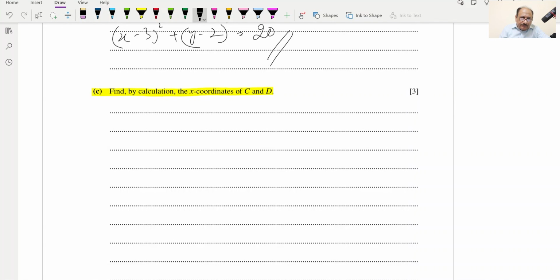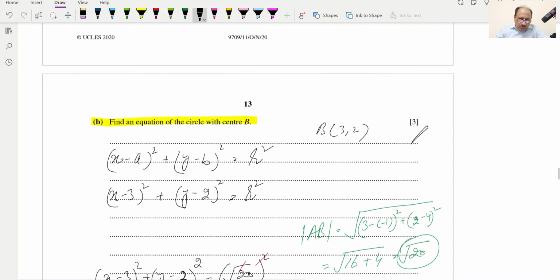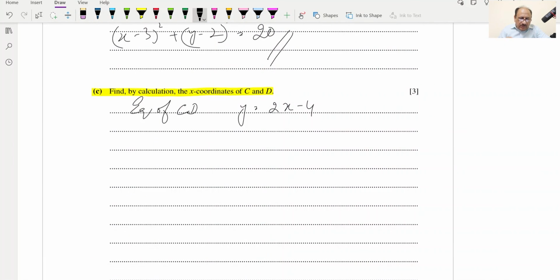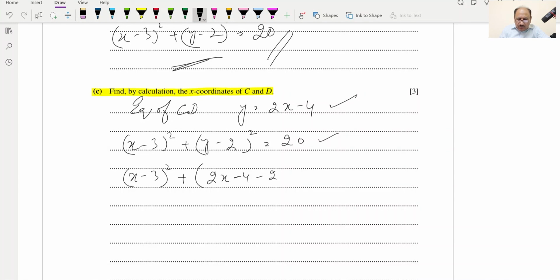Now first of all, we know the equation of DC or CD will be what? Y is equal to 2x minus 4, which we have done over here. And we know the equation of circle just now. We are done with this. So x minus 3 squared plus y minus 2 squared is equal to 20, and we can replace the value of y from this equation in this equation. So x minus 3 squared plus y value will be 2x minus 4 minus 2, and this will be squared is equal to 20. Now we can open the brackets, open the square. So first of all, one more step, I'll just write this one and simplify.